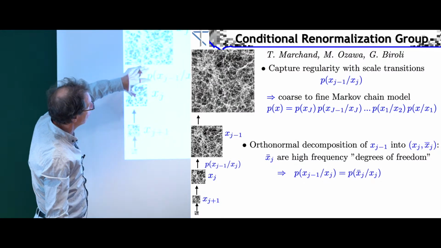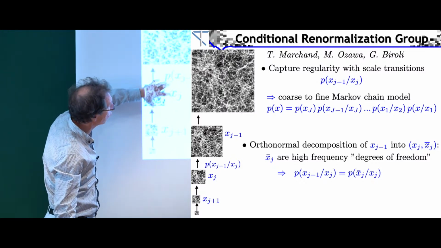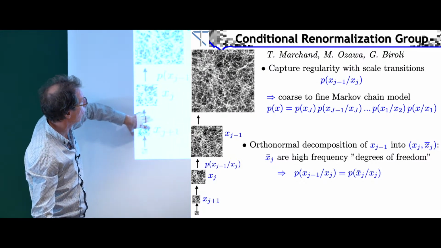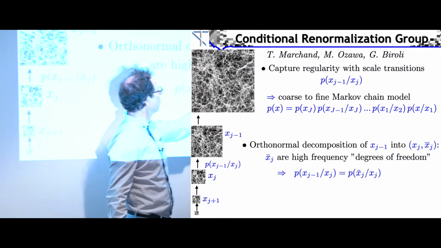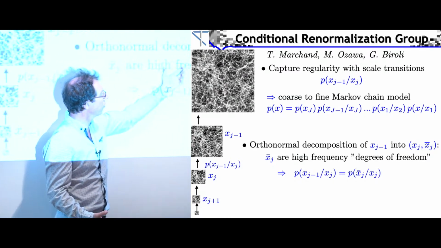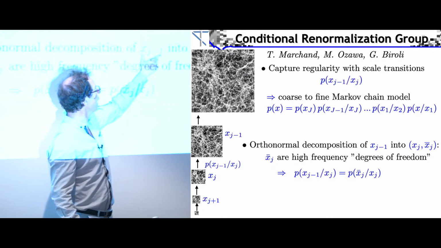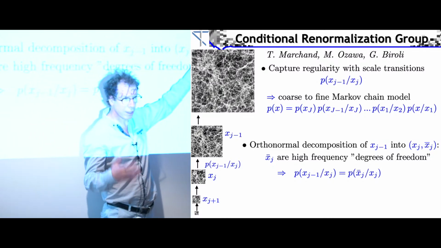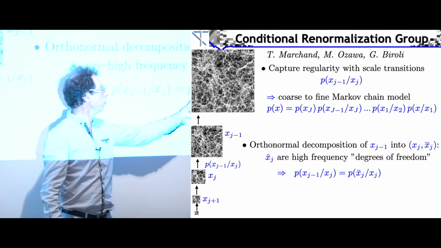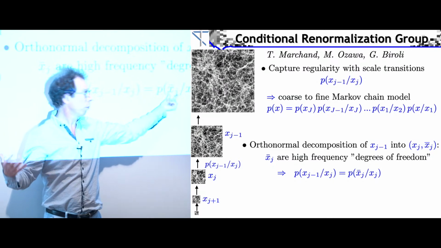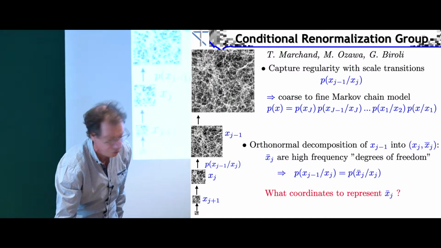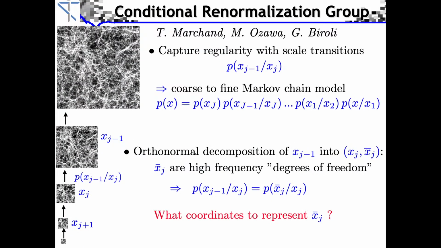Now, in xj minus 1, you have the information of xj, but you should be able to reconstruct xj minus 1 with some other missing variable. What are the missing variables? These are the degrees of freedom corresponding to the high frequencies. And if you are able to indeed decompose xj minus 1 into a coarse field and the orthogonal complement, then you can write the conditional probability as just being the probability of the missing variable xj bar given xj. Okay? And the question then is to find a coordinate system to represent these orthogonal variables.